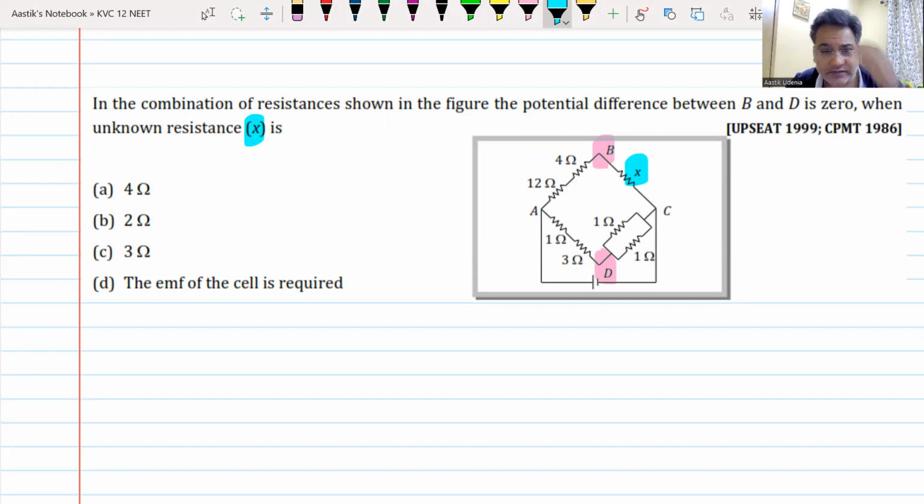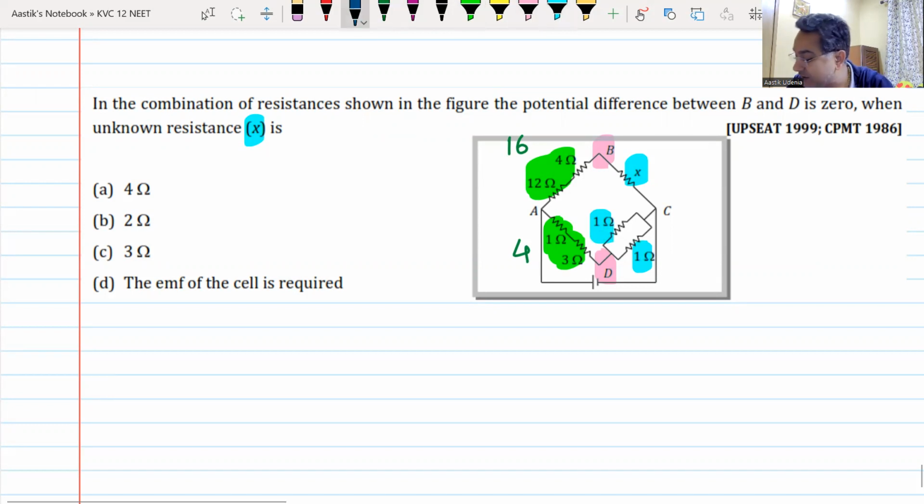That means this has to become a balanced Wheatstone bridge. Yes or no? So this 12 and this 4 are in series. It becomes 16. These two are also in series. 3 and 1 in series becomes 4. This 1 and 1 are in parallel. 1 and 1 in parallel becomes half.